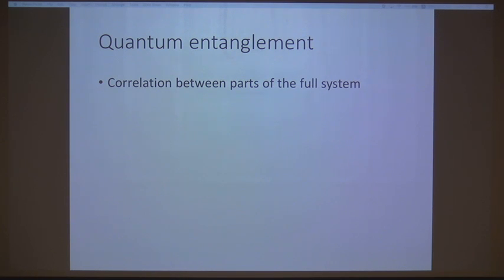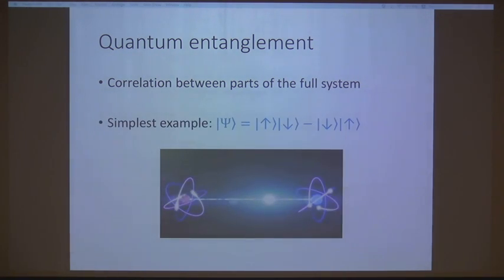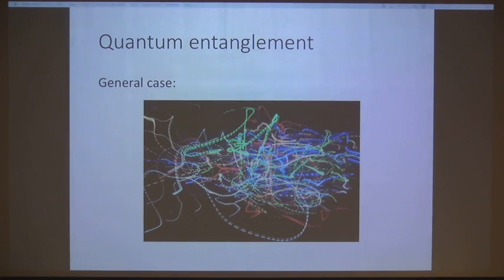So if you do a Google search of quantum entanglement, you might find the simplest example, which is an entangled pair of two spins in such a state, usually called the EPR state. It's the simplest example of an entangled state. And you might find a picture like this. But this really doesn't do justice to how complicated entanglement is in general. The general picture should usually look something like this.